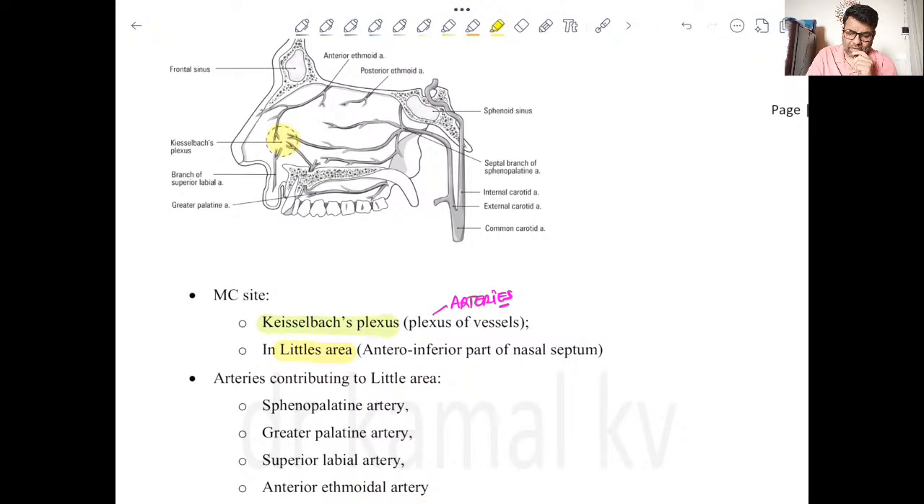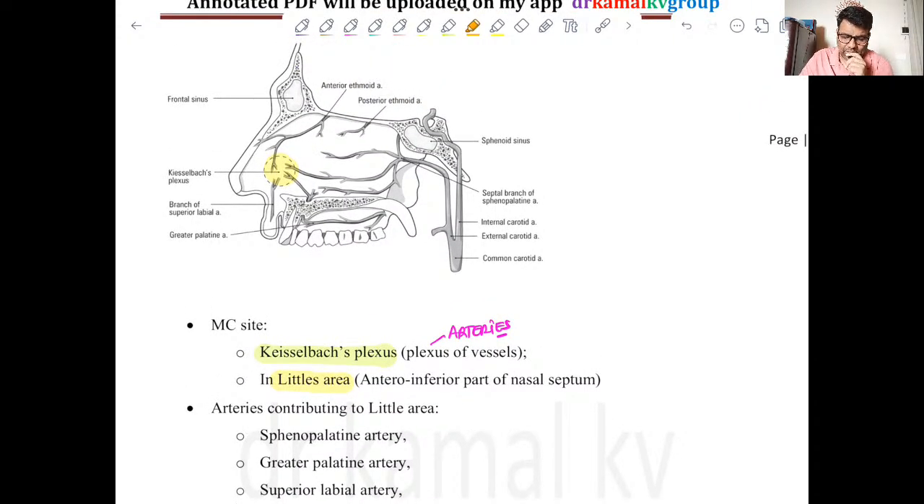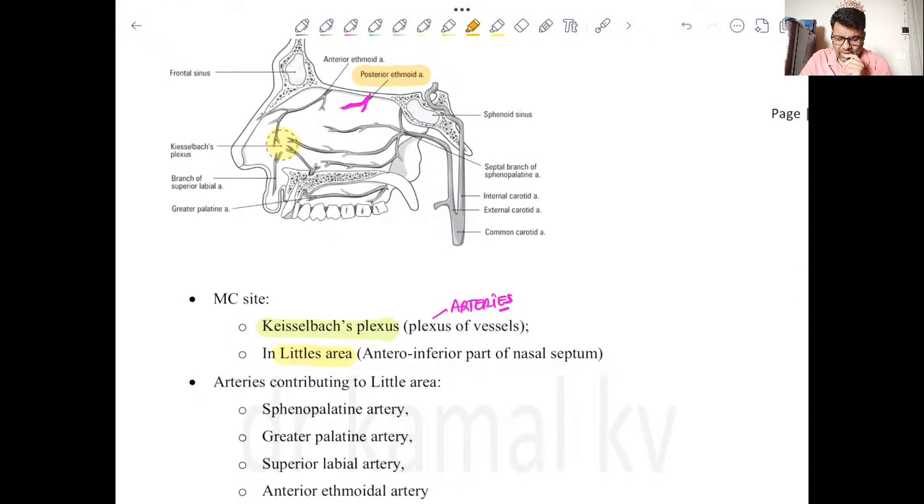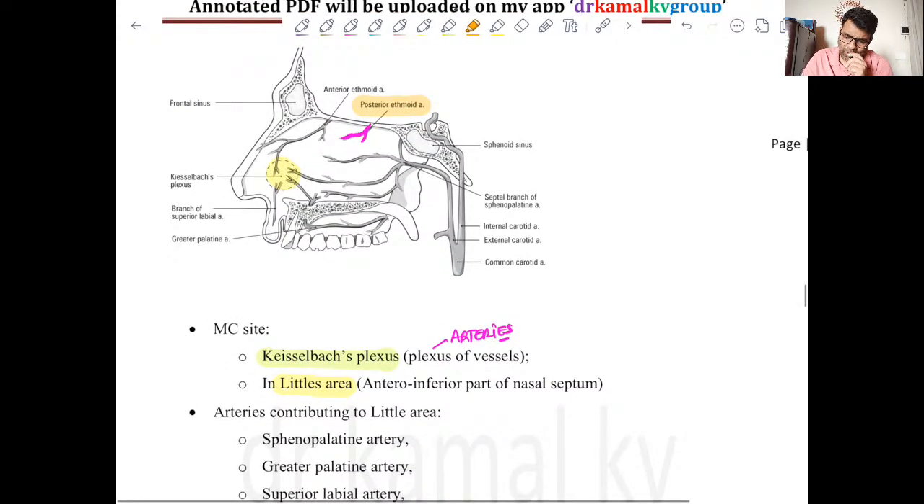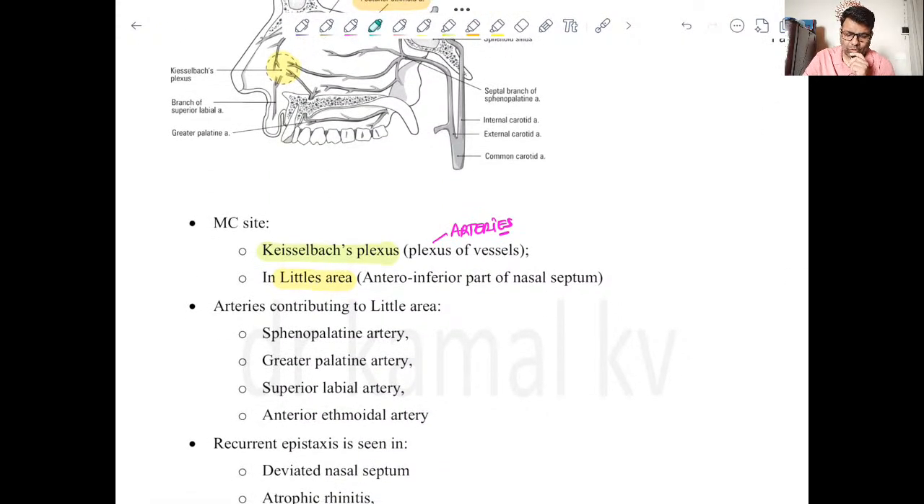Now what arteries are contributing to this Little's area? Here, before we go for those arteries, it's better you take one artery first which is not contributing here, and this is the posterior ethmoidal, right? So see, the posterior ethmoidal artery is not reaching up to the Little's area. So many times we have an all except question, and the answer in 99.9% of the question was always posterior ethmoid, right?